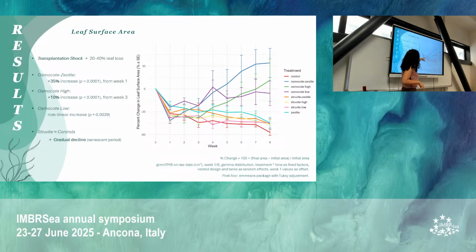But at the end of the experiment, we see osmocote with zeolite, in blue, which increased by 35% of its initial size, and the osmocote at high concentration increased by 10% of its initial size, and osmocote low increased at a less linear rate with the purple line. But all 3 osmocote treatments were significantly different from the control treatments. Struvite treatments, on the other hand, were similar to the controls. We can see a slow decline towards the end of the experiment, which is probably due to the senescent period.